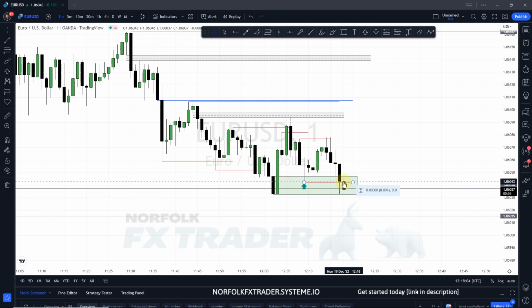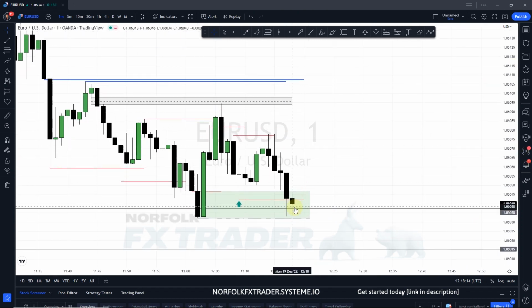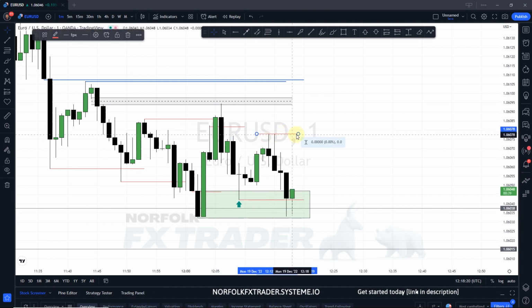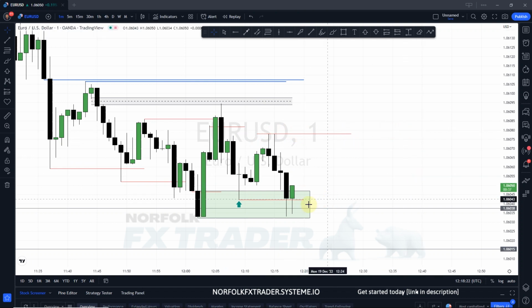So you can see we just closed above. We don't want to see the market take this zone. We want to see it holding above in this zone. No reason to take a buy here yet. Potentially we could see a reversal. So what we've now created is another swing high. So this needs to close bullish.